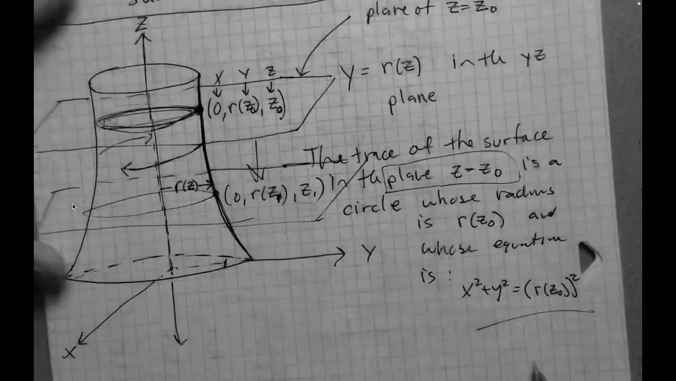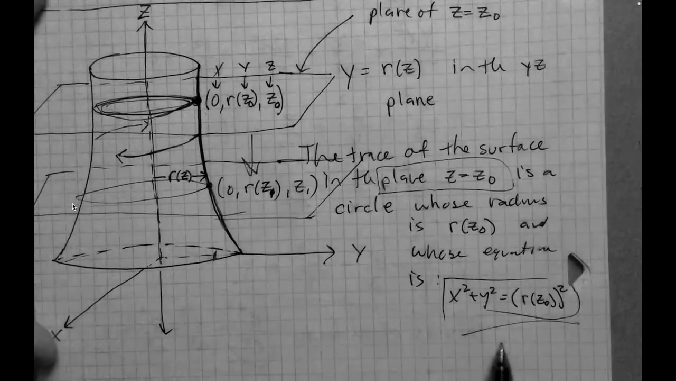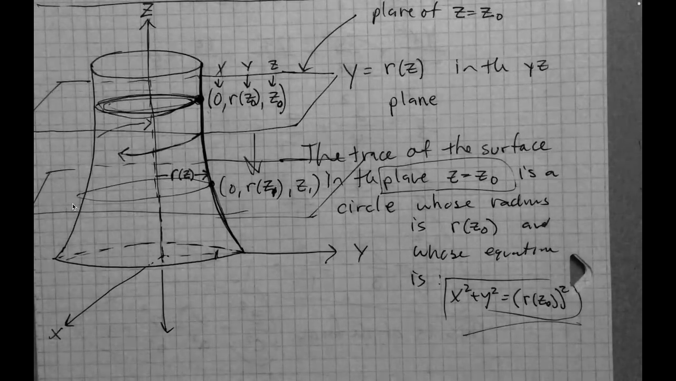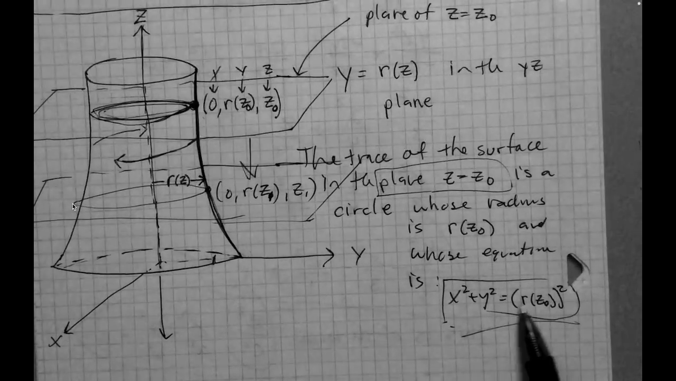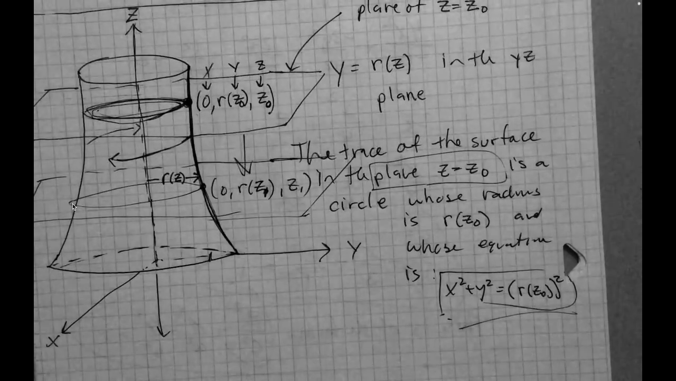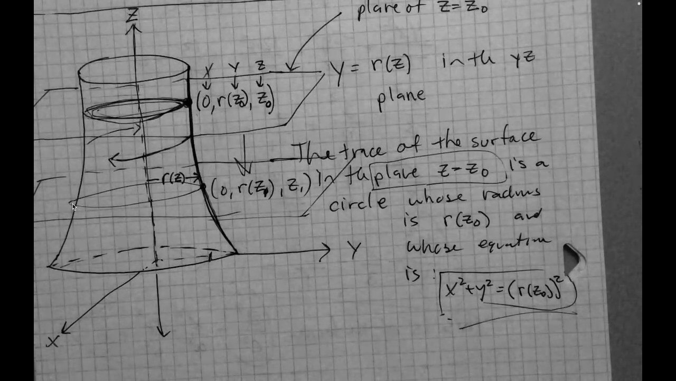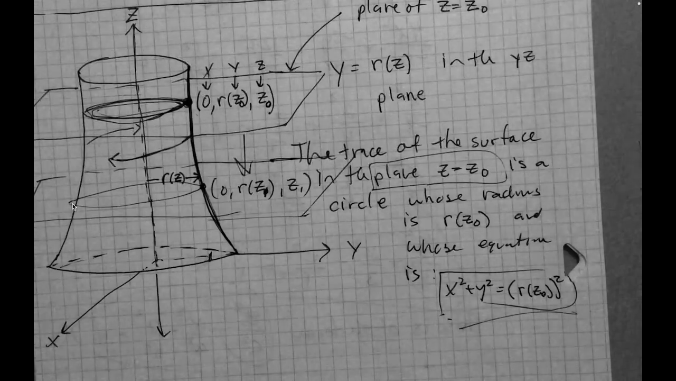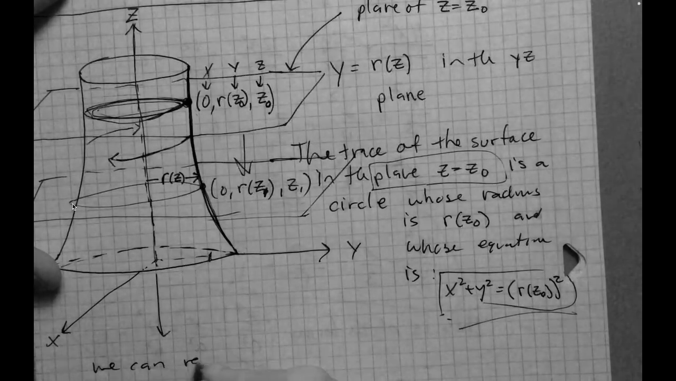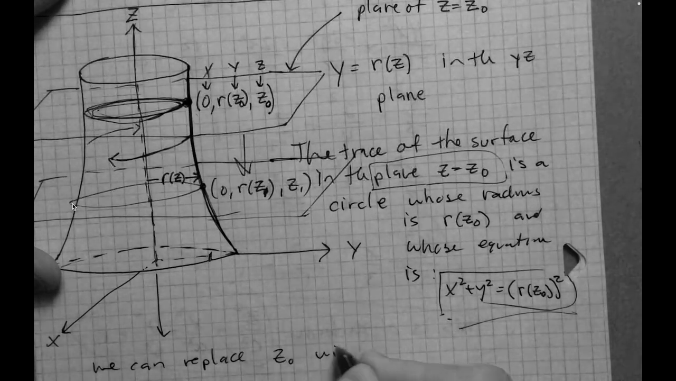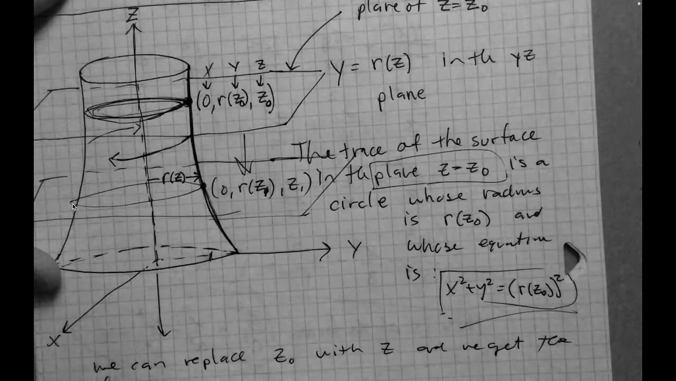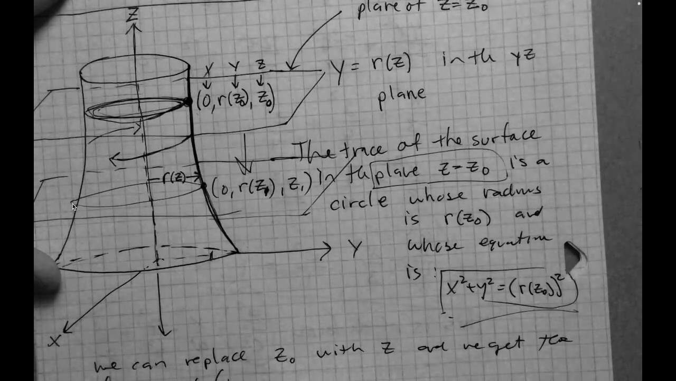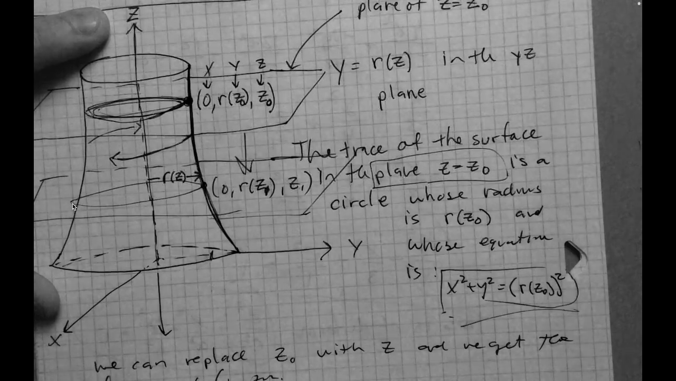Given this fact, that the trace of the surface in the plane z equals z naught is a circle whose radius is r of z naught and whose equation is x squared plus y squared equals r of z naught squared, all we have to do to basically identify these surfaces is to know this equation. And so we could replace z naught with z, and we get the following definition.